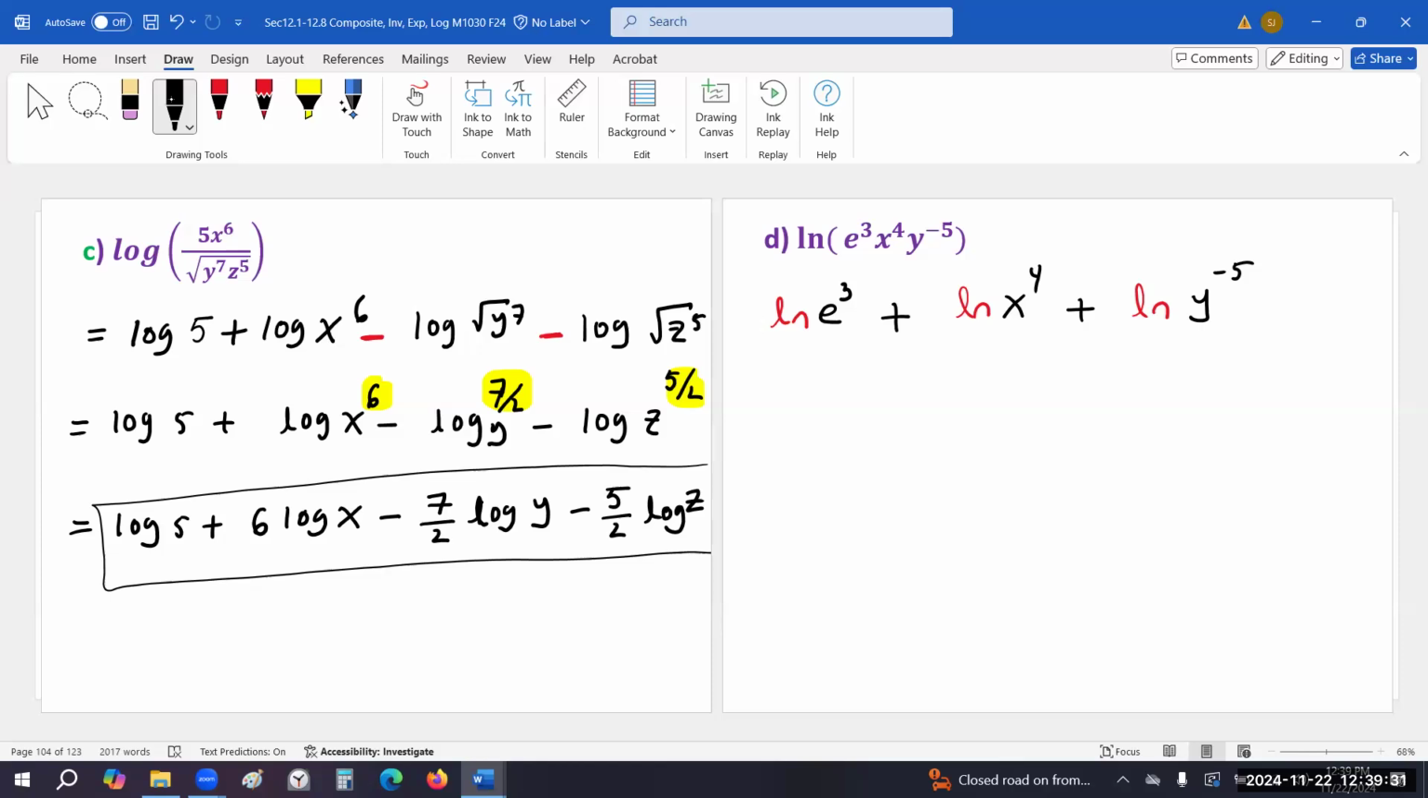Then what? See, all of them have exponents, but log hates them. So we need to bring them down as a coefficient. So in the next line, we have 3 ln of a plus 4 ln of x. And when you bring the -5 down, it becomes -5 ln of y.